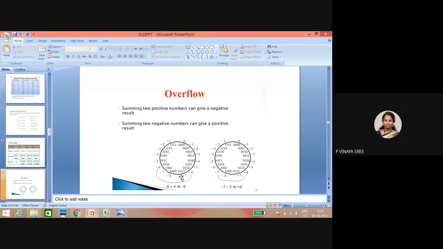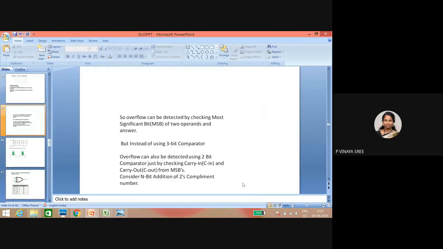In the other case, summing two positive numbers can give a negative result. If you add 6 plus 4 and get a negative number, -6, you can understand this if you convert. Similarly, with -7 and -3, two negative numbers, the result must be negative, but you are getting a positive number. In such cases you will get an overflow. Let me show with an example so that it will be very clear.